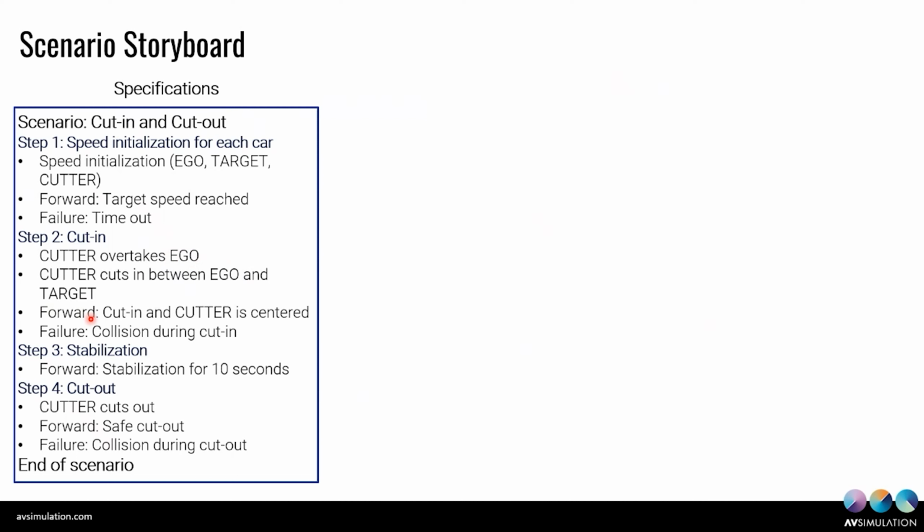And here again, you can have forward conditions and failure conditions. So in this case, if there's a collision, for example, you can say, okay, it's not necessary to continue the scenario. And then you have step 3 and also step 4, which is a cutout. It's pretty much the same. I don't want to go too much into details. And then you end the scenario.